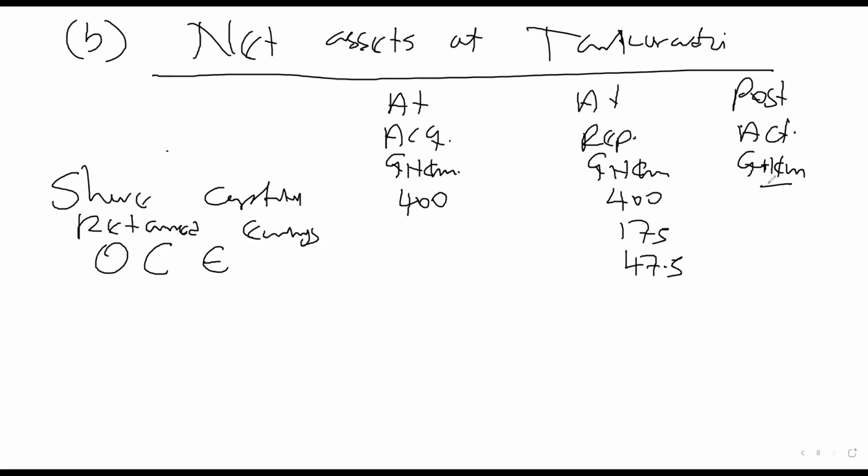So as and when we are going to read the story, please take notice. We want the net asset at the date of acquisition of Tadi, which should be 2017, not 2016. So can you take notice of that?